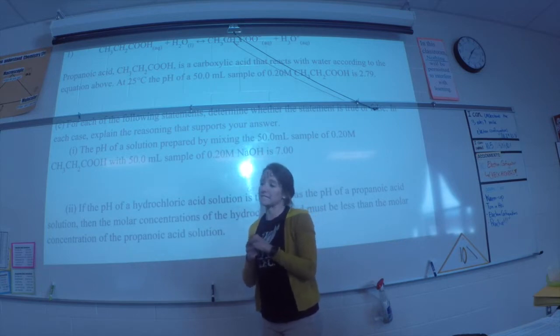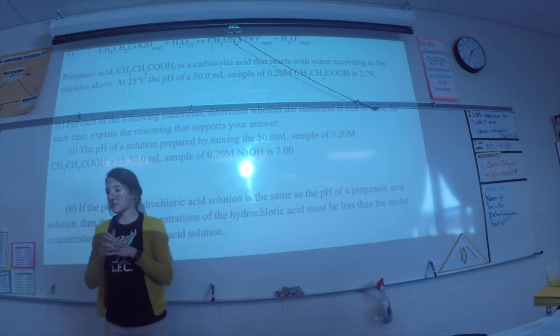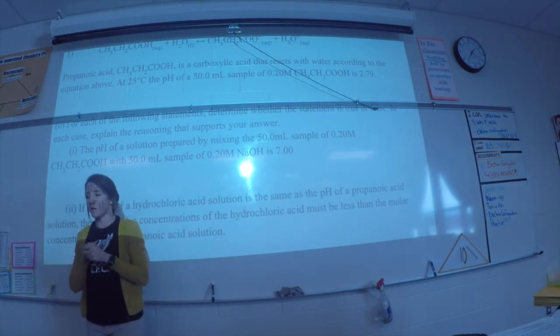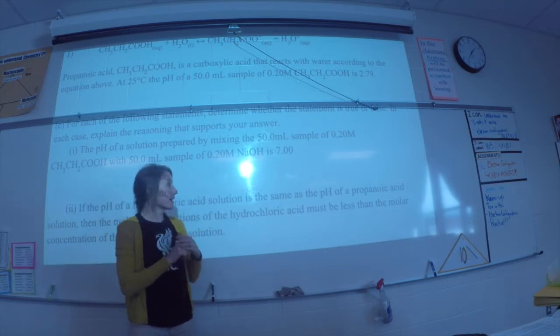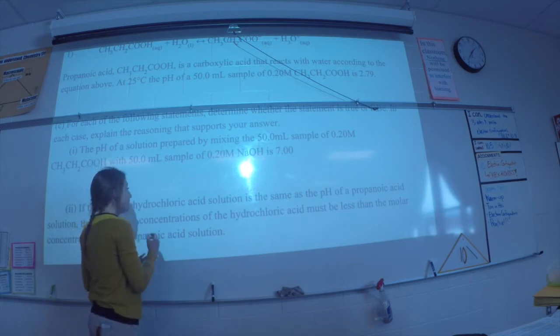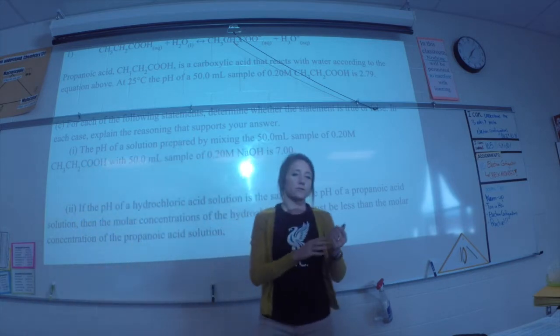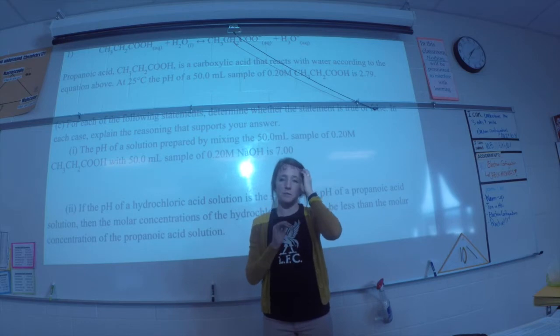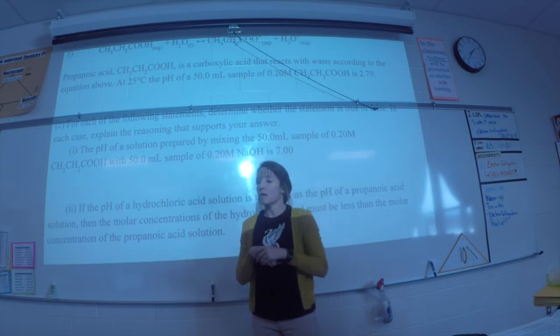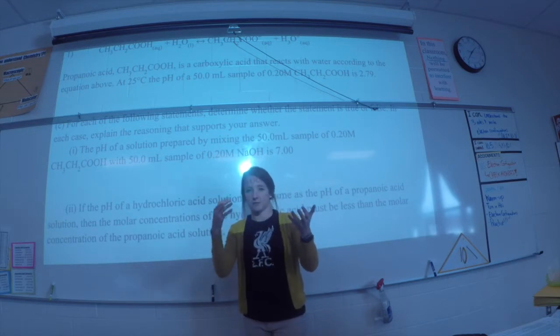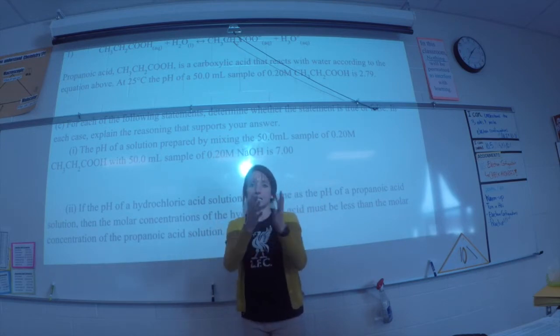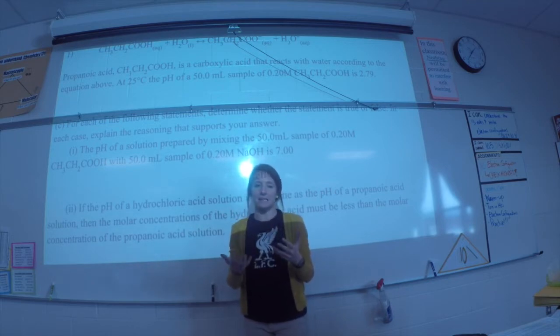Okay, so for part 1, it says the pH of a solution prepared by mixing 50 mL of a sample of 0.2 molar propanoic acid with 50 milliliter sample of 0.2 molar sodium hydroxide is 7. And the claim to this is that the answer is false. Let's first talk about a common one quite a few people put who said it was true. A lot of people claimed, well, these two things are being neutralized, right? Your propanoic acid and your sodium hydroxide, acid and base, when they react, they neutralize, which is true. They would both be completely neutralized.